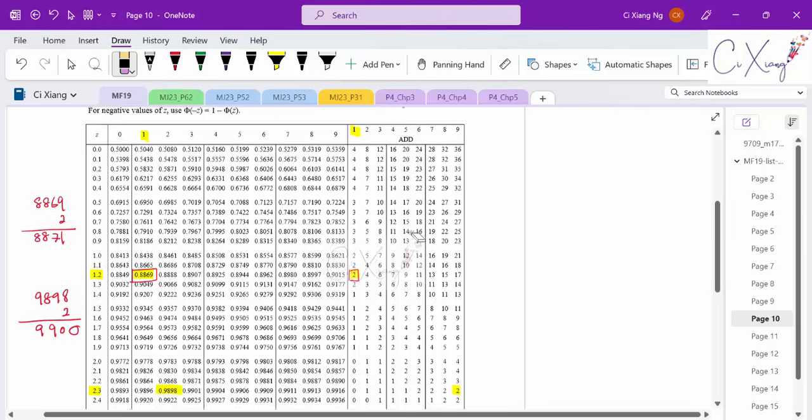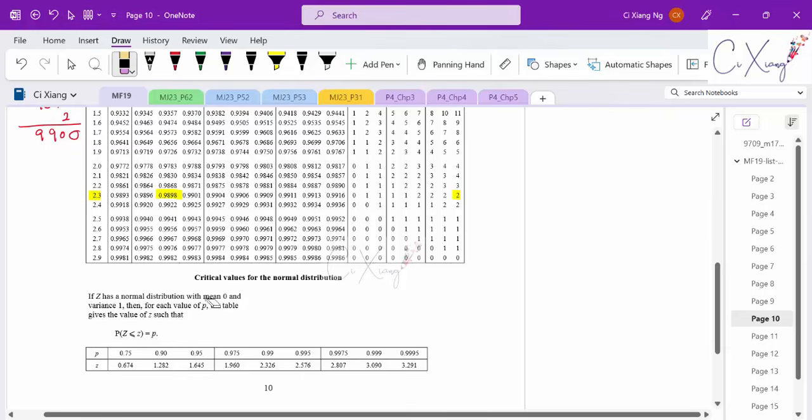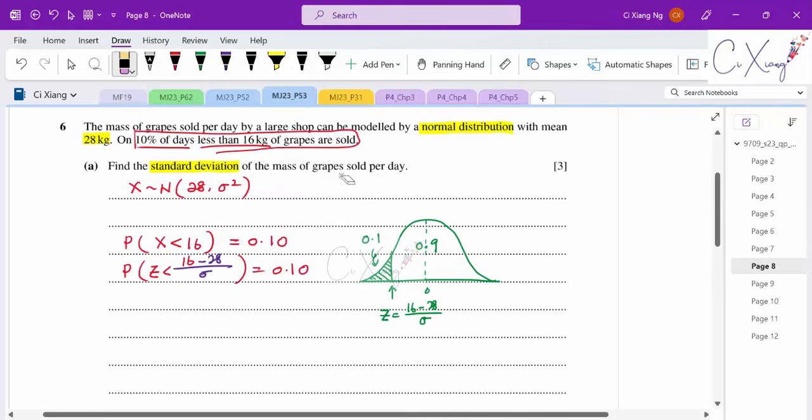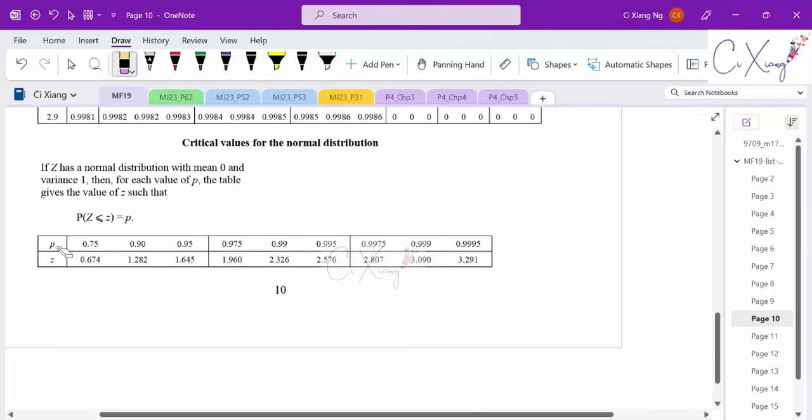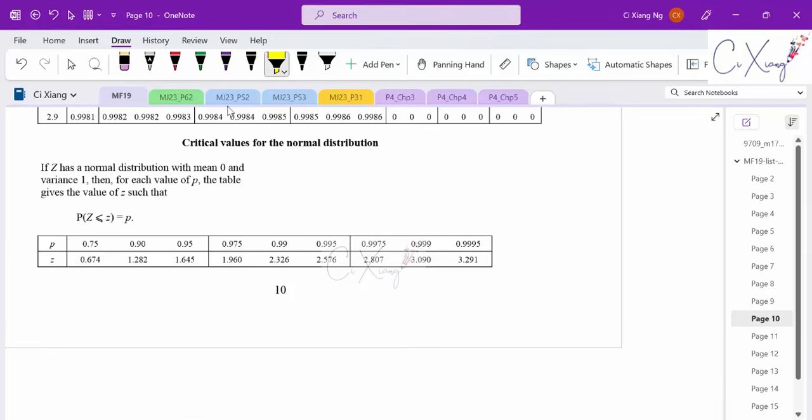But for your information, in our table we have a critical value for normal distribution. So usually we try to see whether our critical value belongs to this part or not. The area is 0.9, therefore I can try to find it in this table. 0.9 is the probability, so you refer to the probability part here, and you can see this is my 0.9. What is the value of Z for 0.9? It will be 1.282. Okay, come back to the question here.